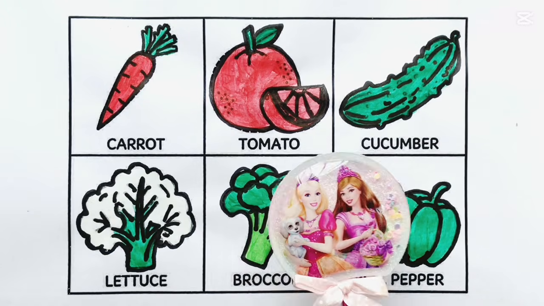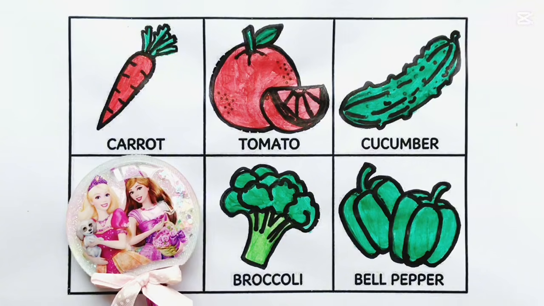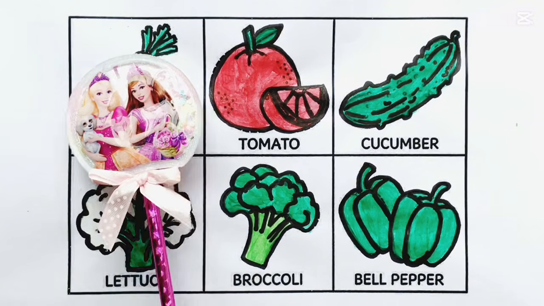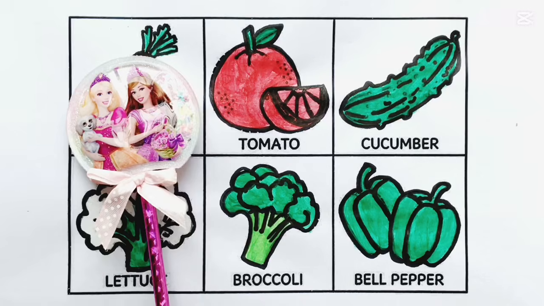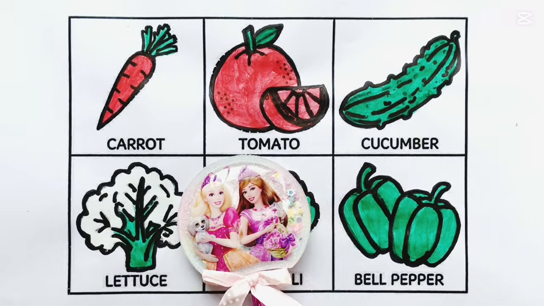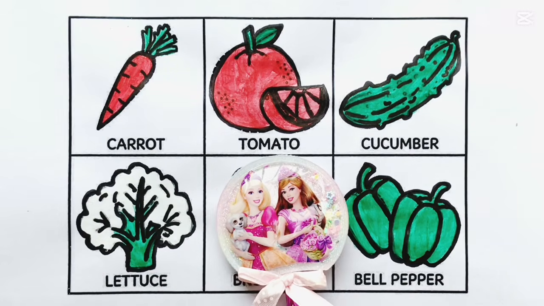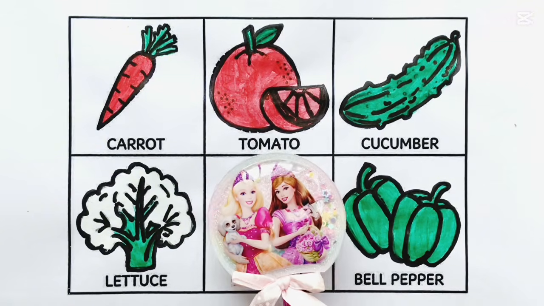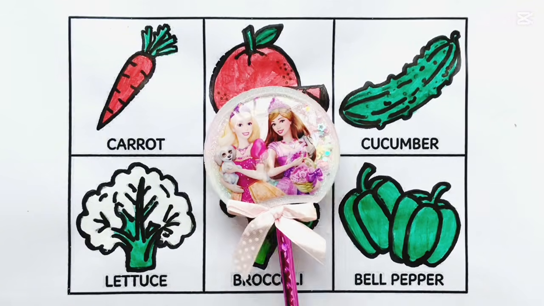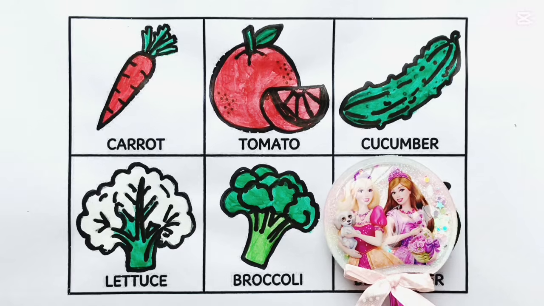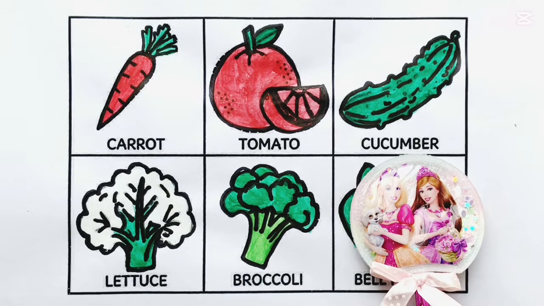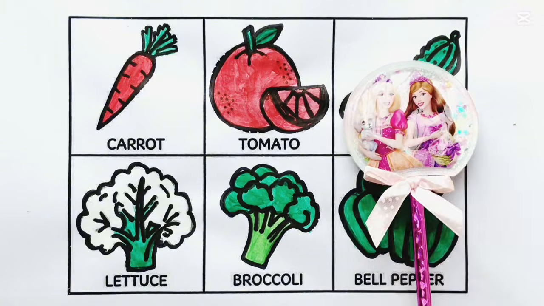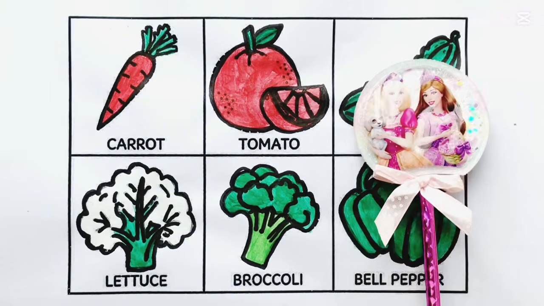Let's repeat learn. C for carrot. C-A-R-R-O-T. Carrot. C for carrot. Tomato. T-O-M-A-T-O. Tomato. T for tomato. Next vegetable is cucumber. C-U-C-U-M-B-E-R. Cucumber. C for cucumber.